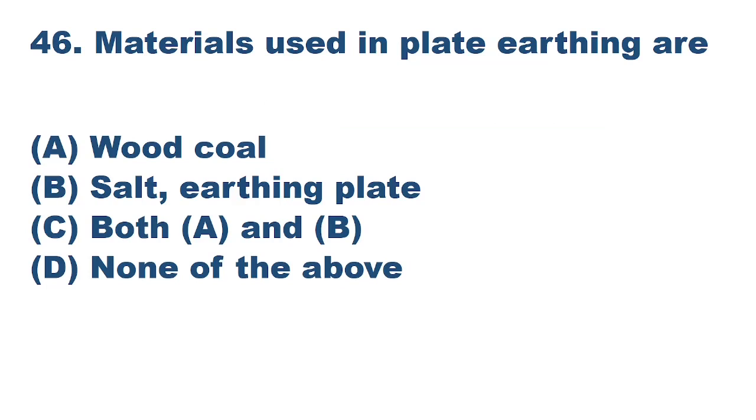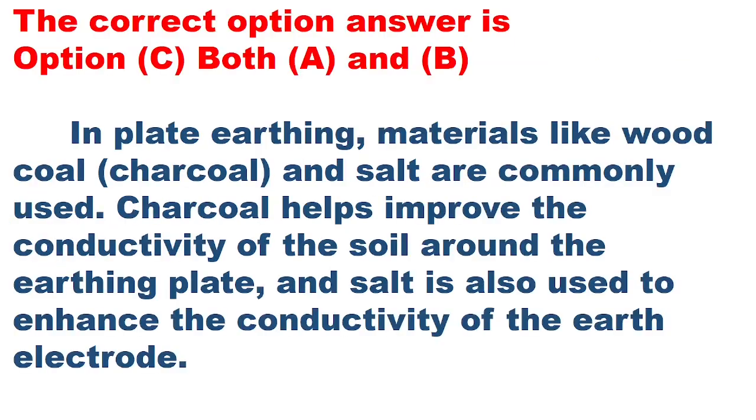Options are option A, wood coal, option B, salt, earthing plate, option C, both A and B, and option D, none of the above. So if you remember, in plate earthing, we used wood coal, salt and earthing plate. So here option C will be the right answer, both A and B. So here we can see the explanation. The correct answer is option C, both A and B.